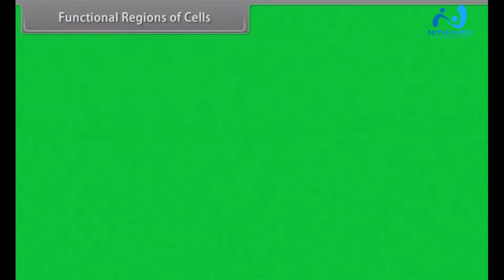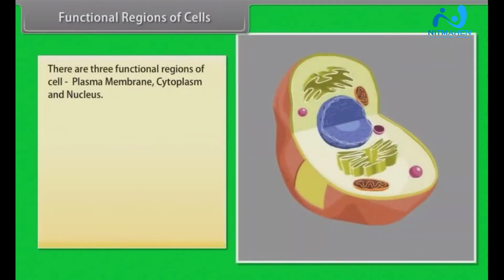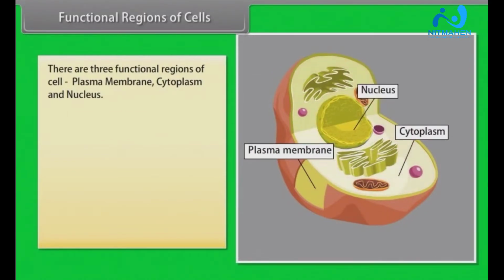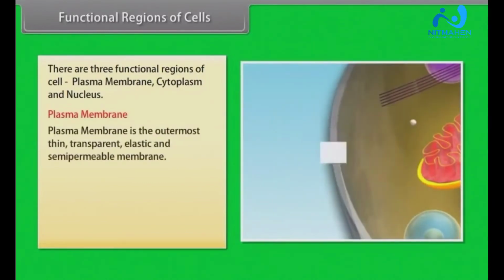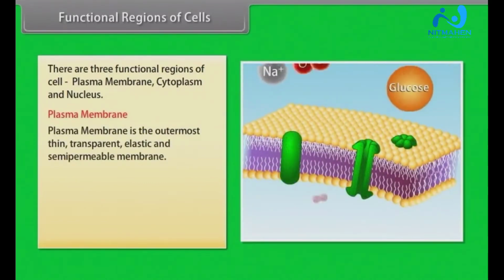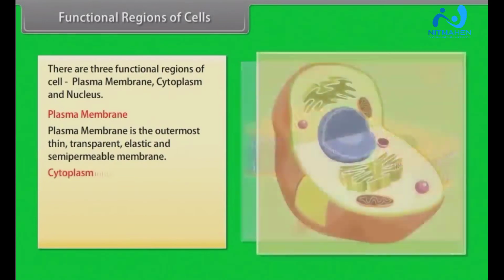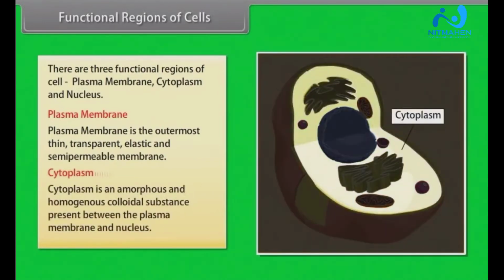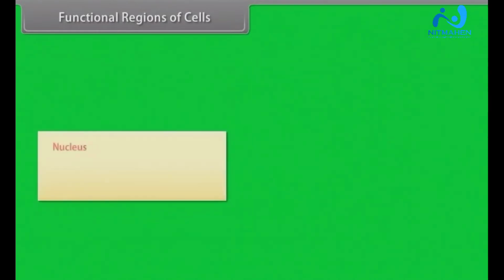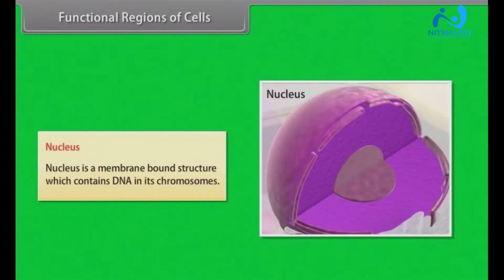Functional regions of cells. There are 3 functional regions of a cell: plasma membrane, cytoplasm, and nucleus. Plasma membrane. The plasma membrane is the outermost thin, transparent, elastic, and semi-permeable membrane. Cytoplasm. Cytoplasm is an amorphous and homogeneous colloidal substance present between the plasma membrane and nucleus. Nucleus. The nucleus is a membrane-bound structure which contains DNA in its chromosomes.